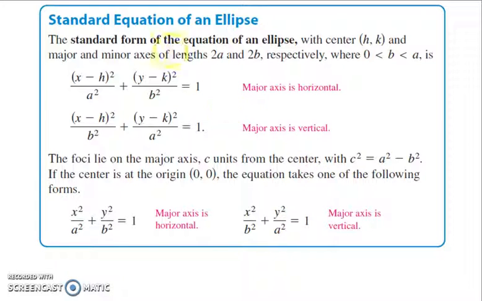Something to note is the lengths of the major and minor axes are 2a and 2b respectively. And the other thing that we need to know is that the foci lie on the major axis and they are c units from the center. So when we were talking about parabolas, we had p. p was the distance from the vertex to the focus. Now we have c. c is going to be the distance from the focus to the center, and our equation here is going to be c squared equals a squared minus b squared.